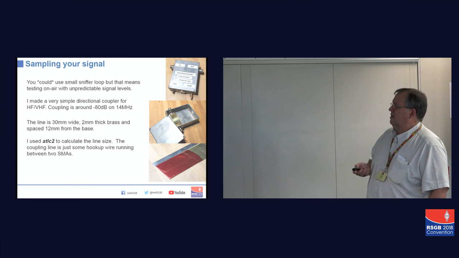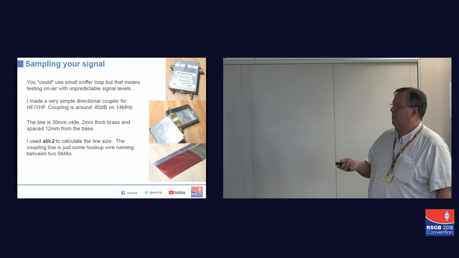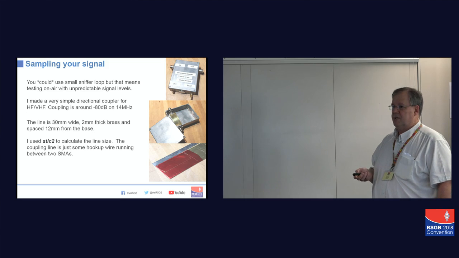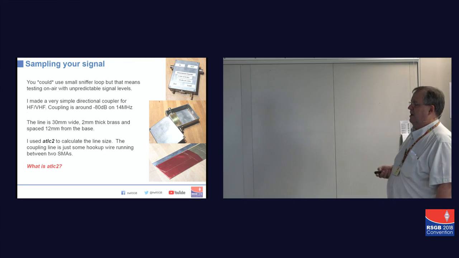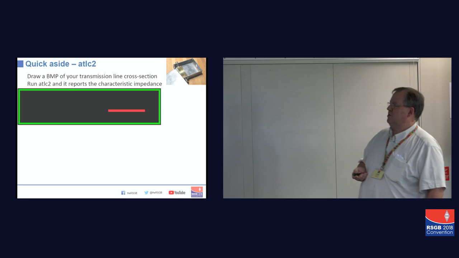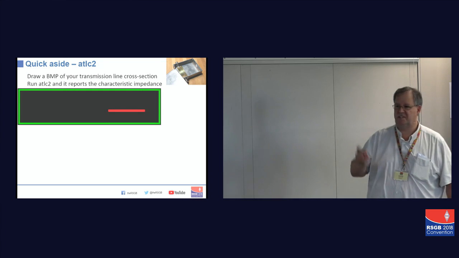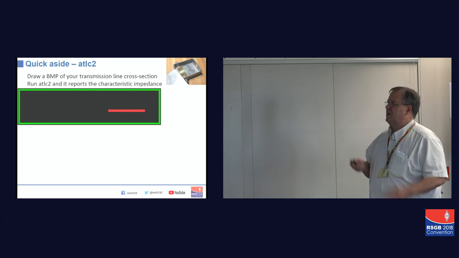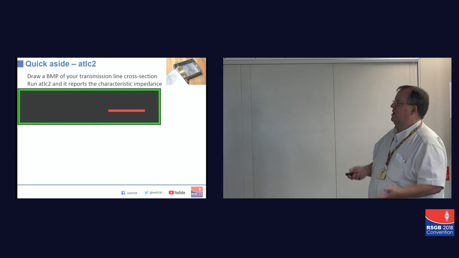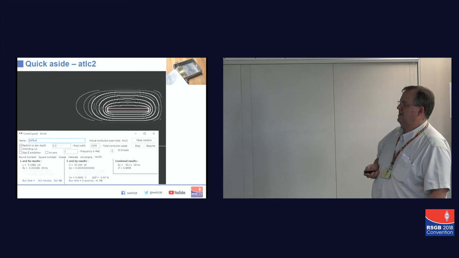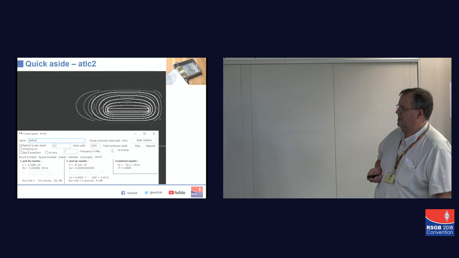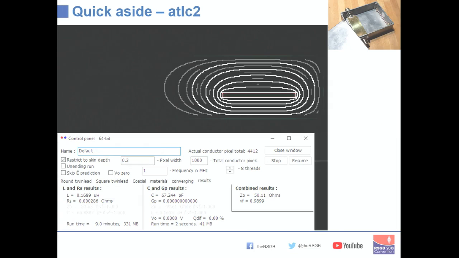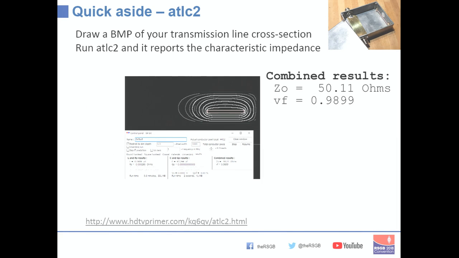So, I calculated the line widths using a little program called ATLC2. Don't know if anybody's ever used it, but it is brilliant. With ATLC2, you draw a picture of a transmission line cross-section. So this is a slice sideways through your transmission line. The red bit's plus, the green bit's minus. You can put in all sorts of different materials and dielectrics, and it goes away and does all sorts of very complicated maths. And 9 minutes later, it says 50.11 ohms, so that was a good guess. That took me about, I think, 3 iterations to get that right.